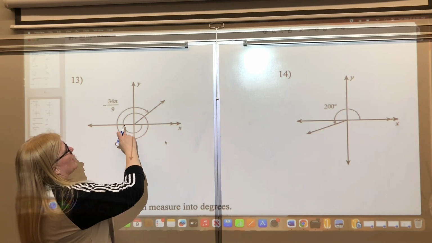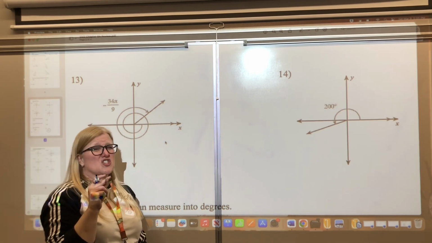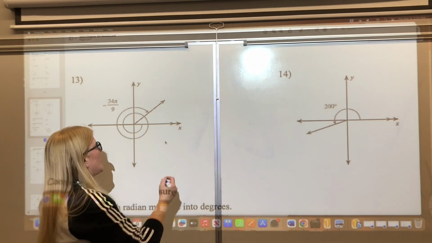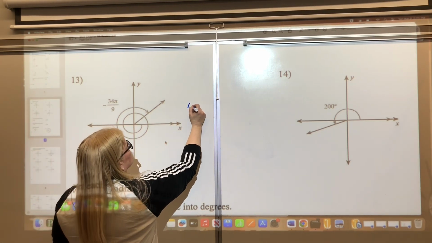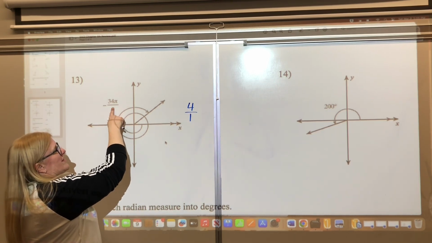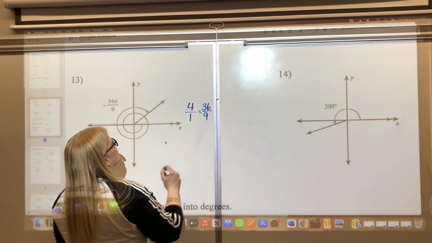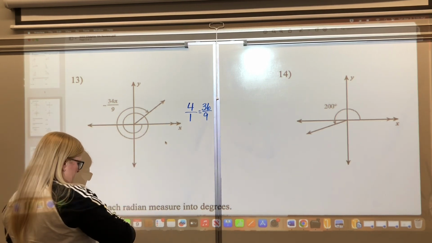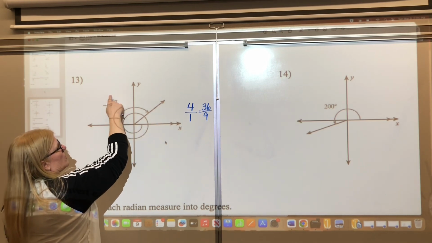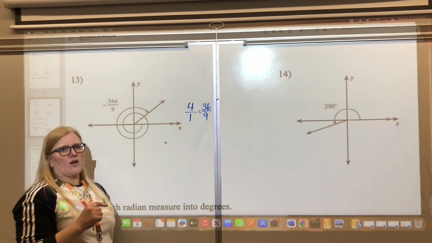So I can see here that I've gone one time around and I'm about to go 2 times. I'm just 2 times shy of going around. Well, 2 times around is going to be 4 pi. Okay? And I need the equivalent of 4 over 1 with 9 in the denominator. Well, that's going to be 36, right? So right here, I need this much more to give me 36 pi over 9.